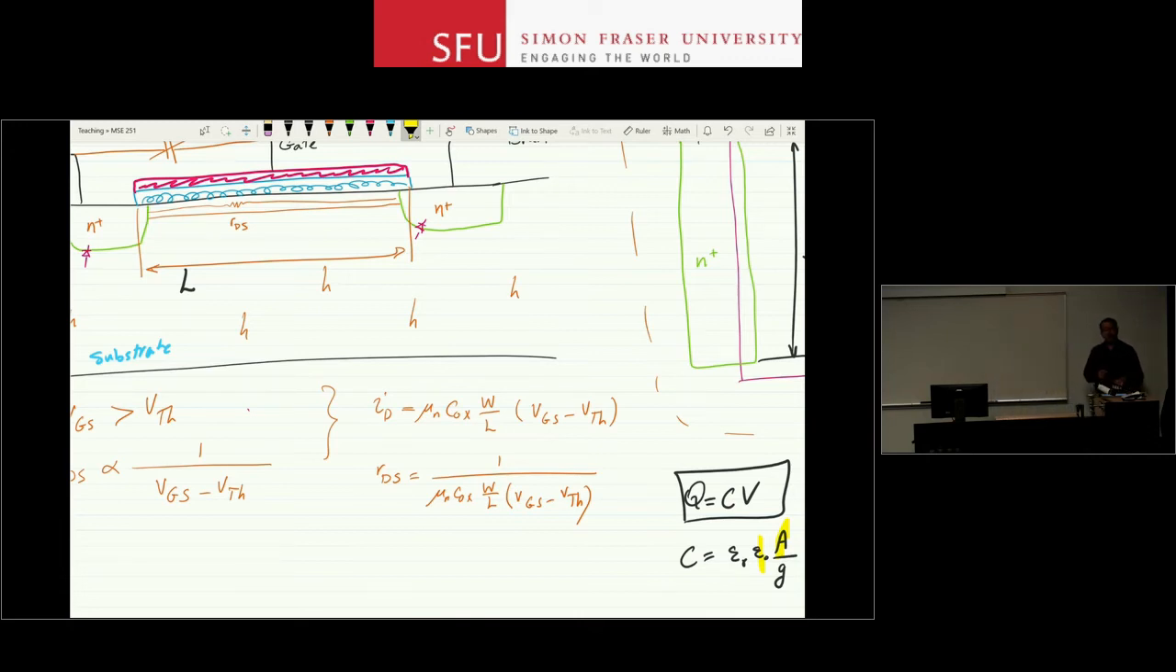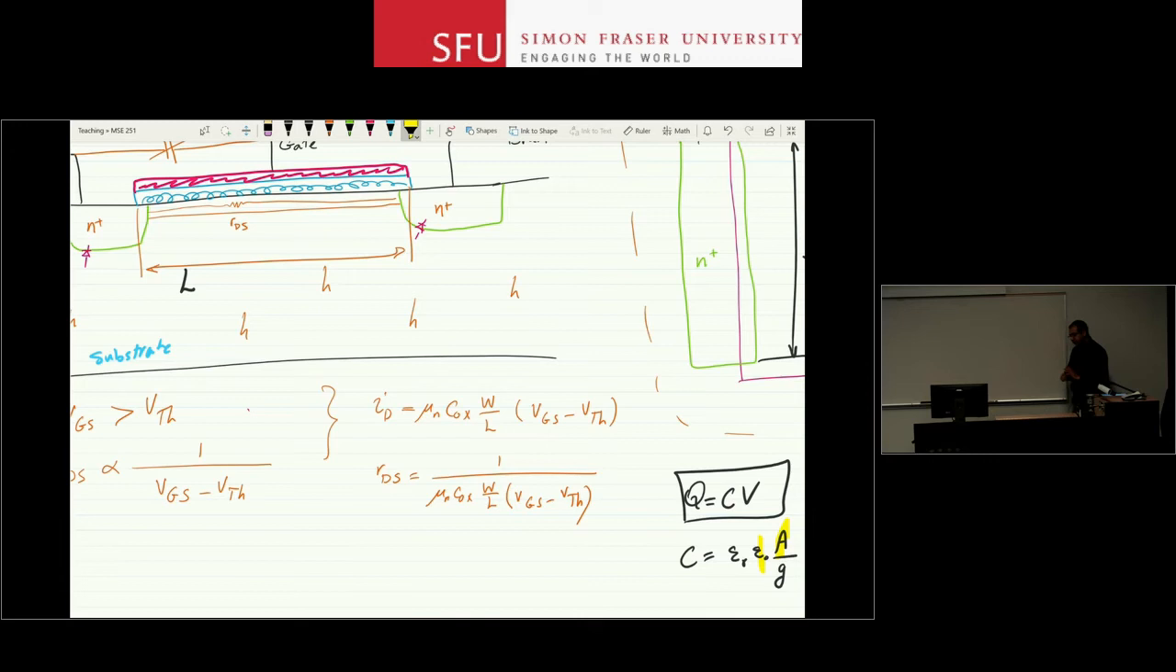And then mu n is the mobility of the electron. How fast does the electron move from one part of the substrate to the other? In this case, if you have injected an electron, let's say at the source end, how fast will it go from one end of the device to the other end? And then a combination of these parameters gives you RDS.